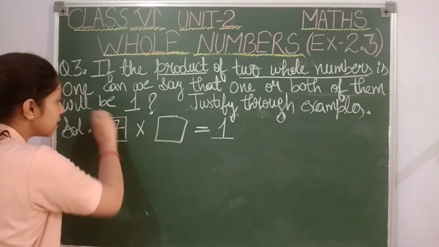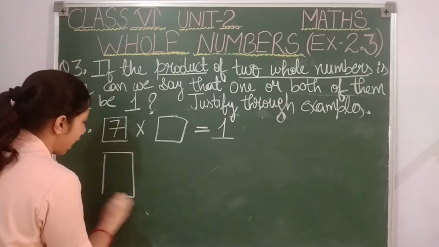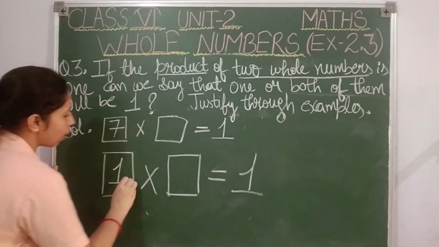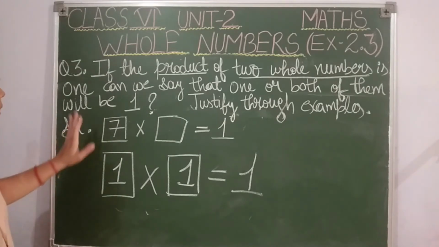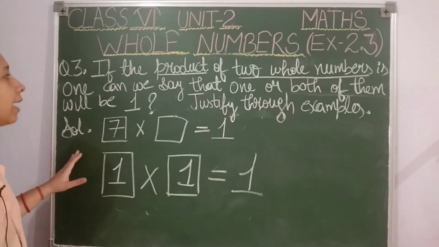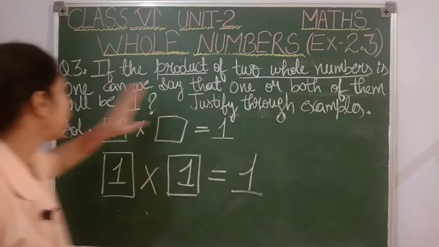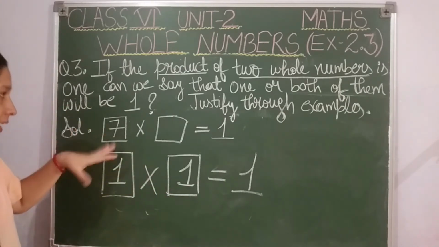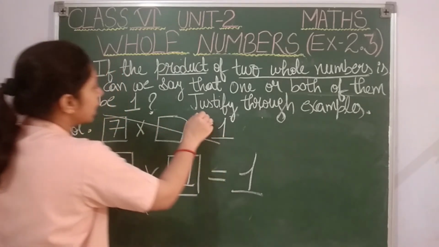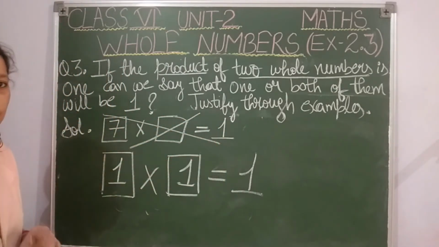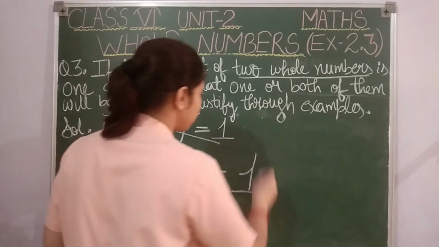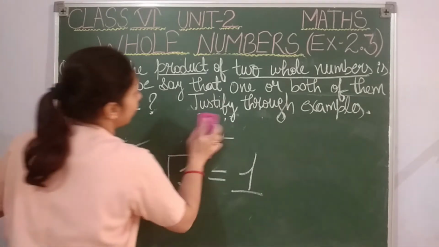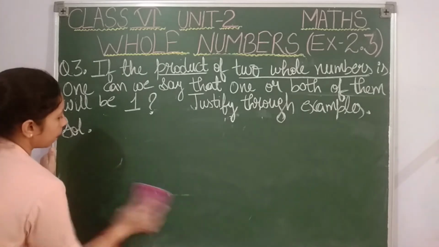So here this is not possible. So what I will do? I have to take both the whole numbers as 1. Then only I will get the product as 1. Now see, 1 into 1 is equal to 1. So what we understood from this? We understood that if we want the product of two whole numbers to be 1, then both of the whole numbers should be 1. If one of them is any other number, then it is not possible to get the result as 1. Clear, students? So at the end we can write here, both of the numbers should be 1. Okay. Now let us write this in proper statement.